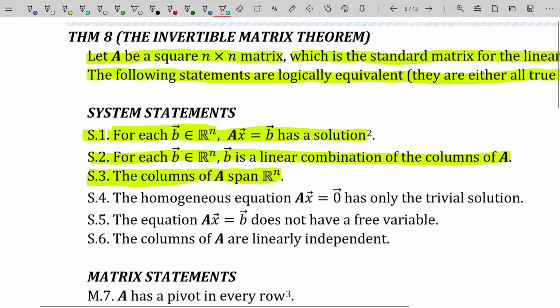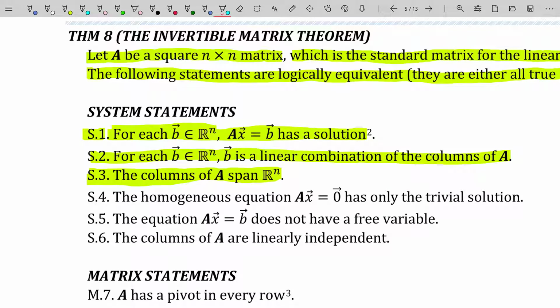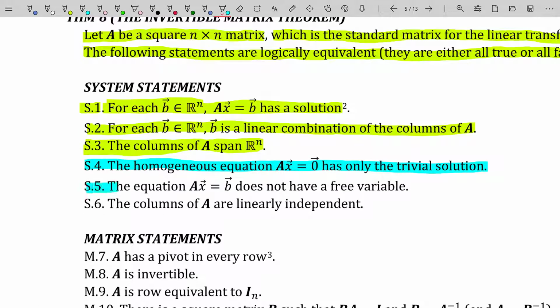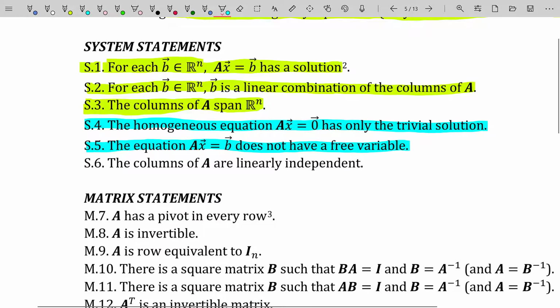But here's something that wasn't in our existence equivalence theorem from earlier. The homogeneous equation Ax equals 0 has only the trivial solution. Notice that I highlighted that in blue. That's because that deals with the uniqueness equivalence theorem that we learned long ago. The equation Ax equals 0 does not have a free variable. That again is part of our uniqueness equivalence theorem. However, when we stated it in the uniqueness equivalence theorem, it was the homogeneous equation Ax equals 0 that does not have a free variable, but this is saying the same thing. And the columns of A should be linearly independent.